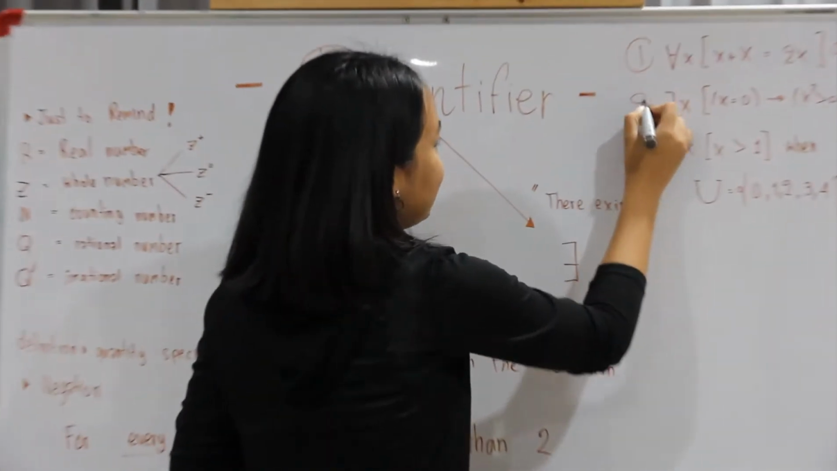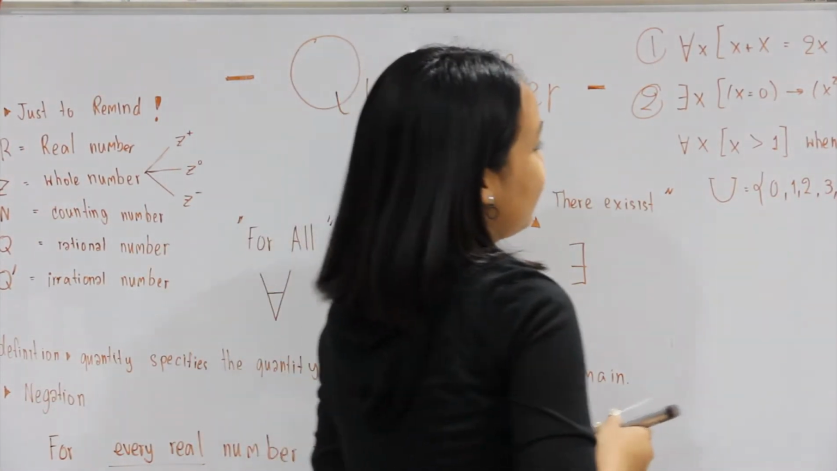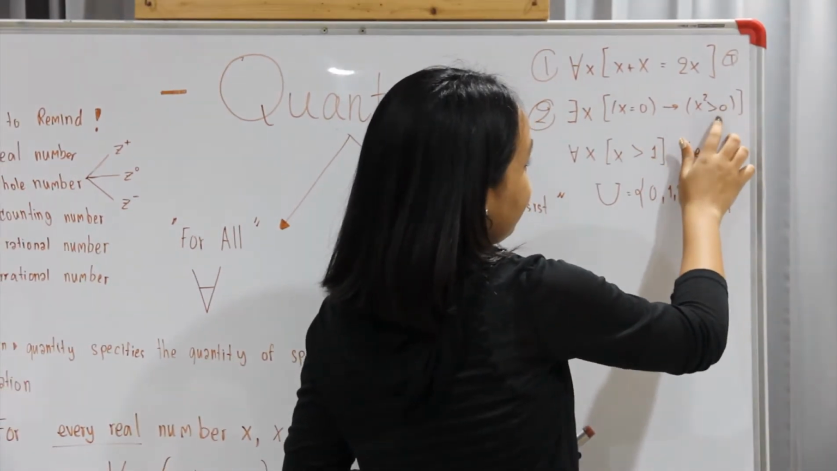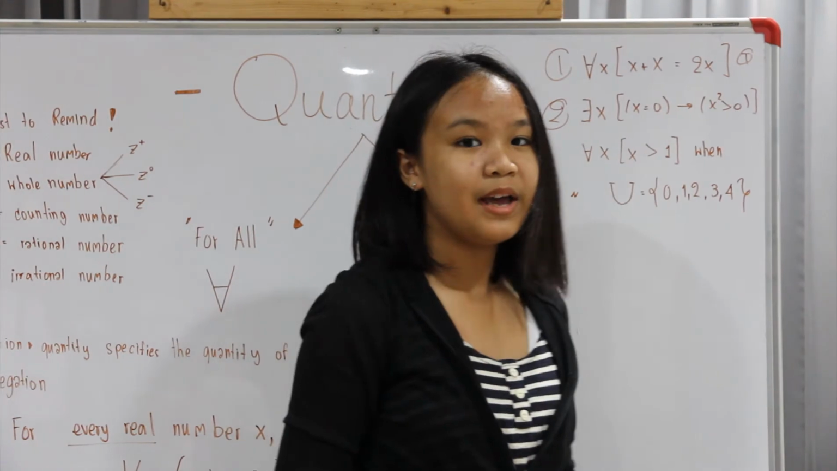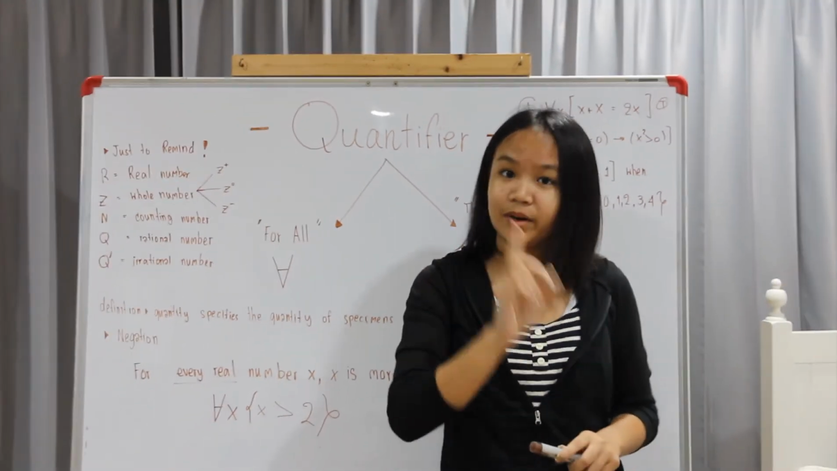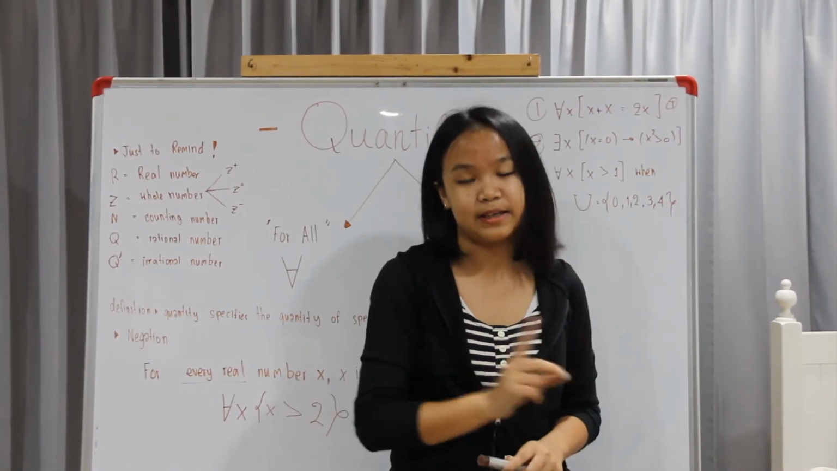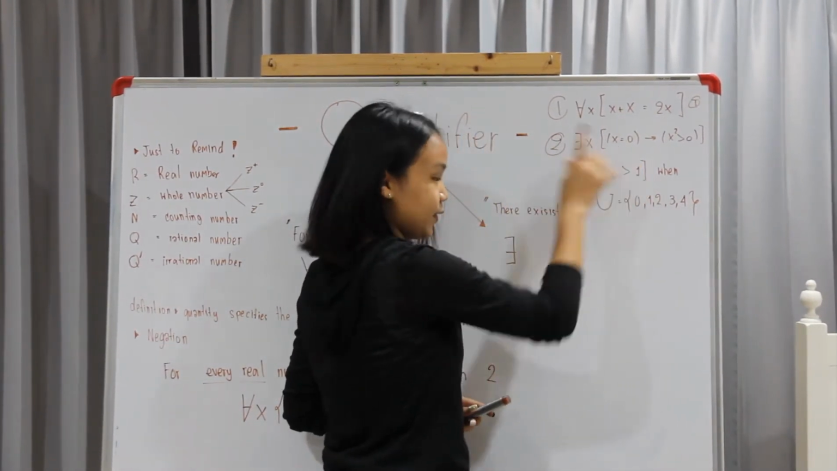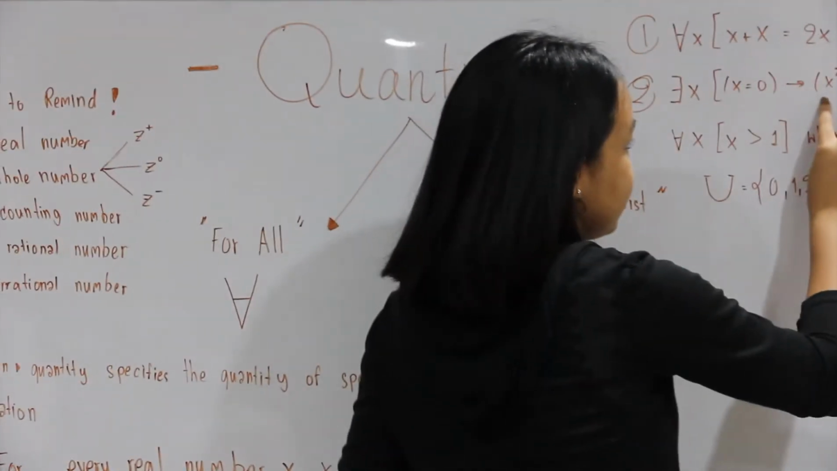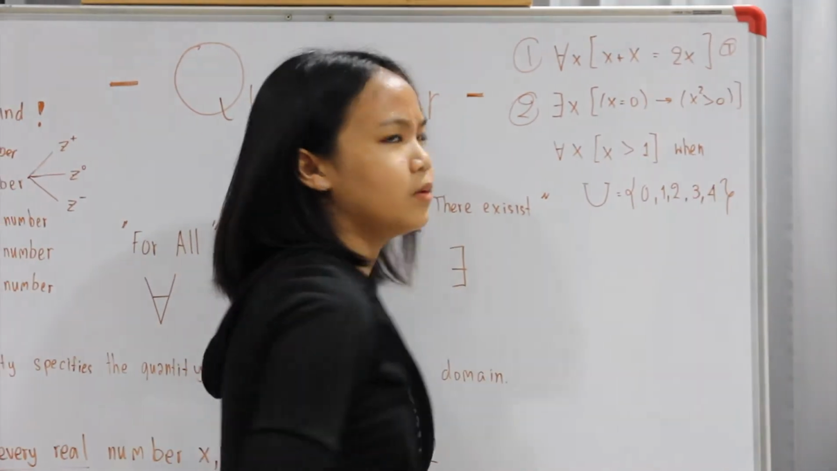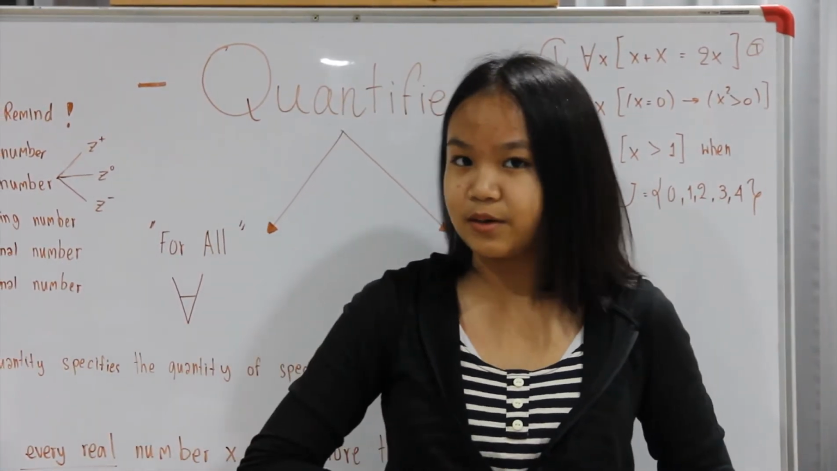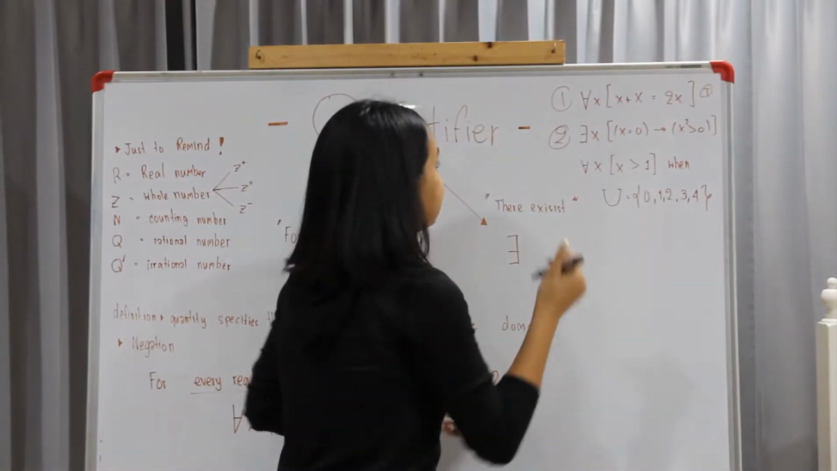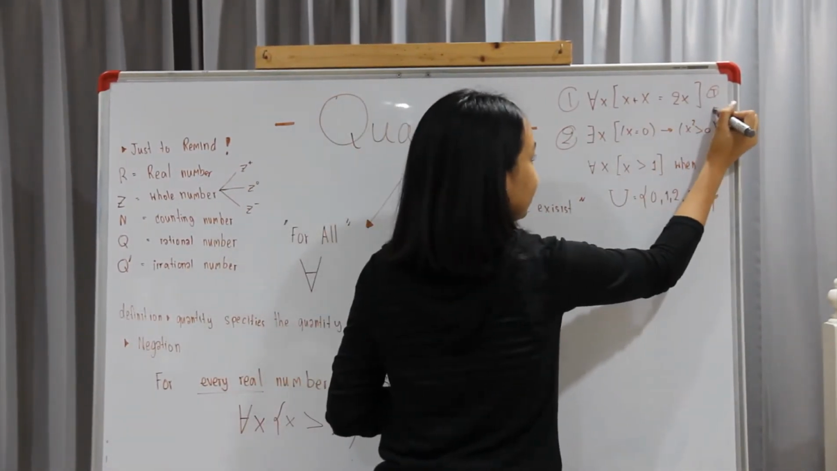Okay, our next example is that for some x, when x equals 0, we get x squared more than 0. Is that true? For some means if one of them is correct, then it's correct. So when x is 0, 0 squared is more than 0. Is that right? No, 0 is not more than 0. 0 is equal to 0. So this statement is false.